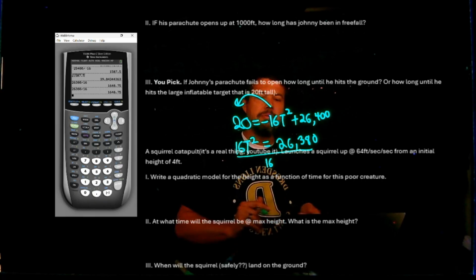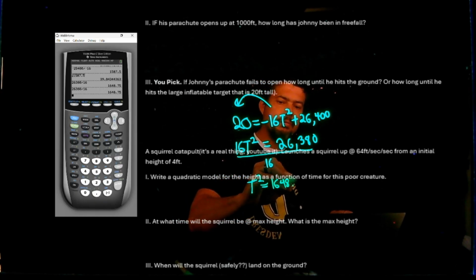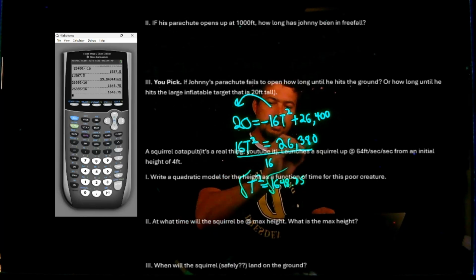And we're going to get 1648.75. So t squared is 1648.75. Now, unless you've been living under a rock, you know that the opposite of squaring is square rooting.